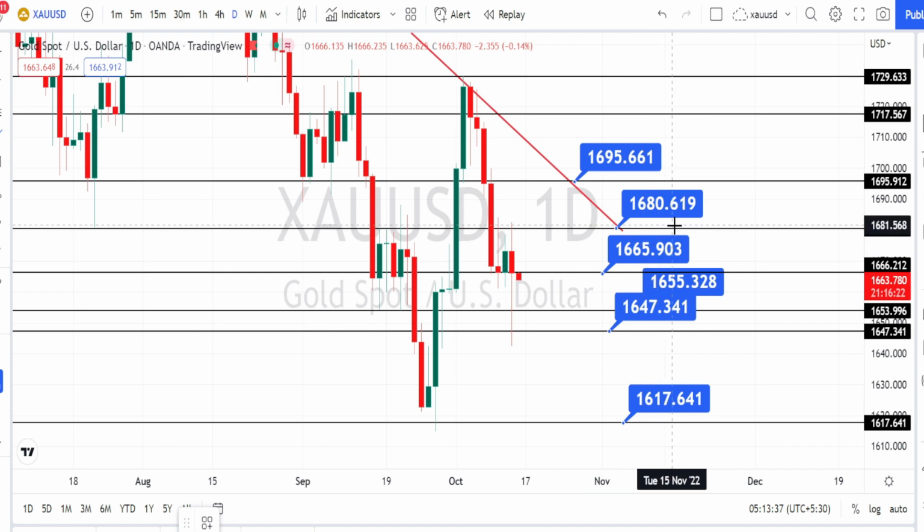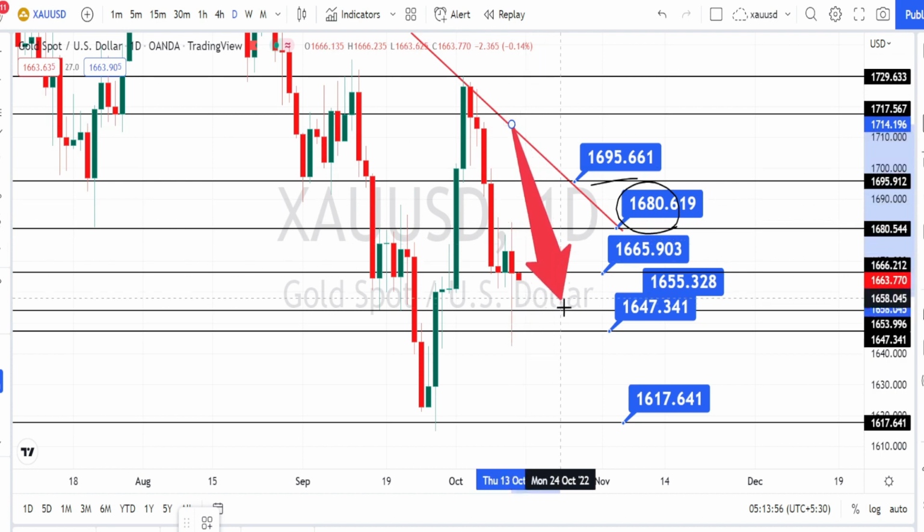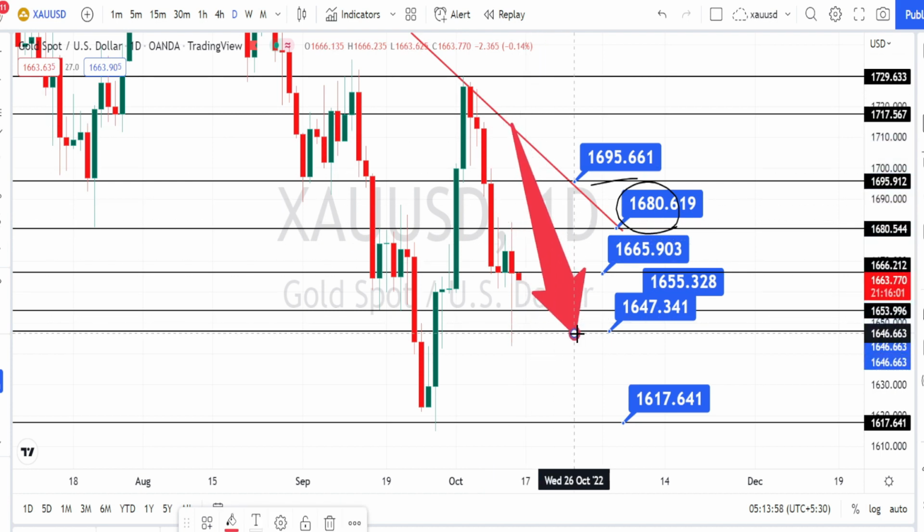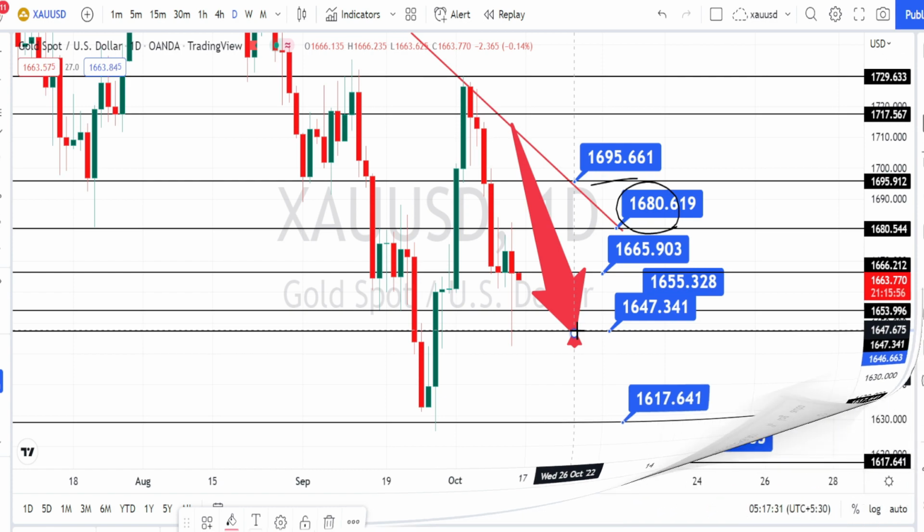And if the price action breaks the resistance level of 1680, next level of resistance is going to be around 1695 or 1700. And current trend of the price action in daily time frame is also in a bearish trend for now. Let us do the analysis in 4 hours time frame.